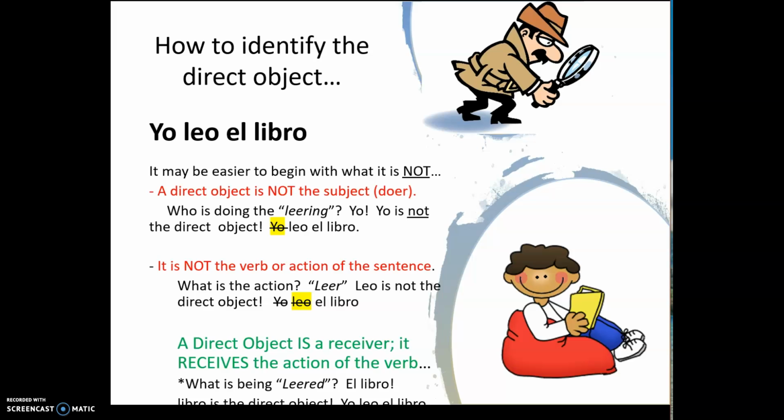A direct object is also not the verb or the action of the sentence. So what's the action? Leo comes from the verb leer. So leo is not the direct object either. So we can eliminate leo. So the direct object is a receiver. It receives the action of the verb. What is being read? El libro. So libro is the direct object.